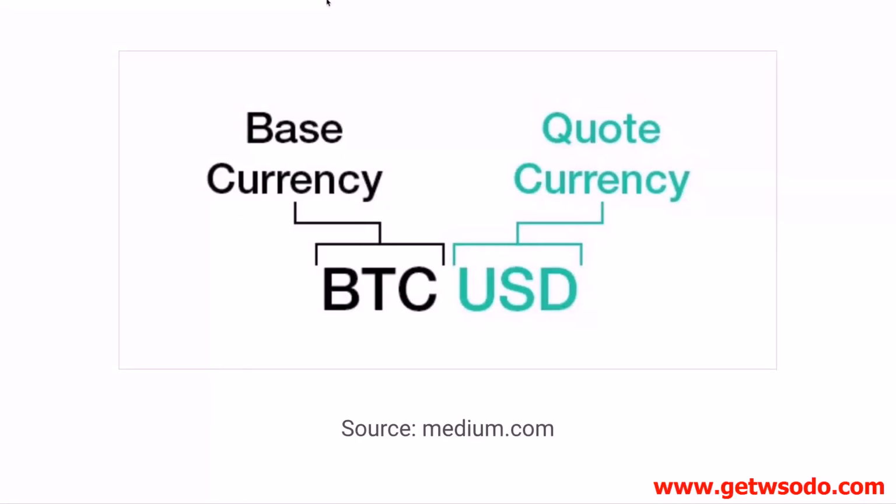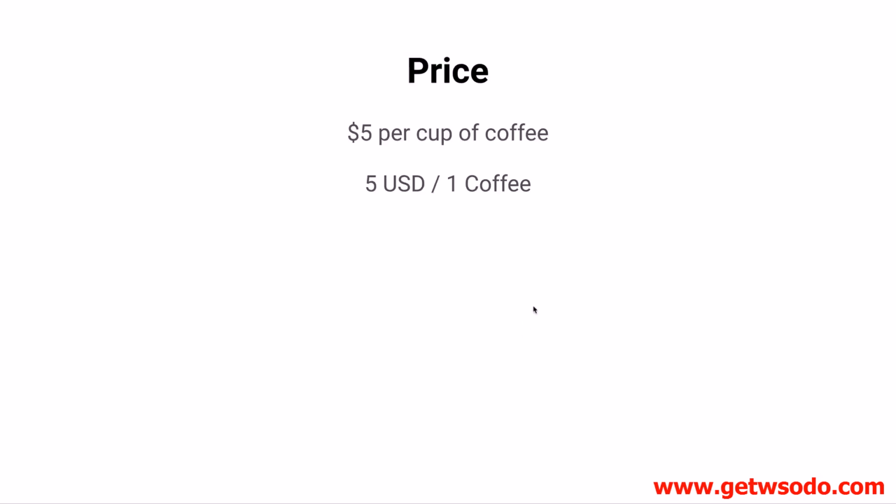Okay, so in each of these scenarios, each of these trading pairs, you have what's called a base currency and a quote currency. So if you express the currency pair as a fraction, the numerator is the base currency, so Bitcoin in this case, and the quote currency is the denominator, or US dollar in this case. So that becomes important when you're talking about cryptocurrency prices. All right, so what is a price? Well, a price is just a ratio of two different things that you're trading.